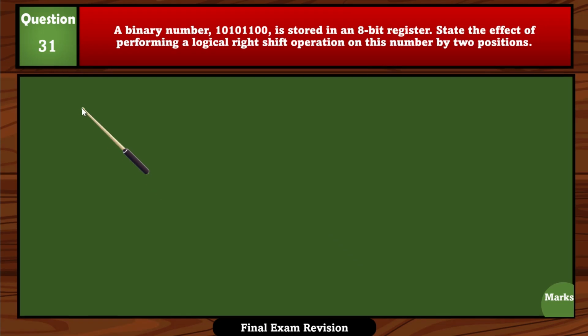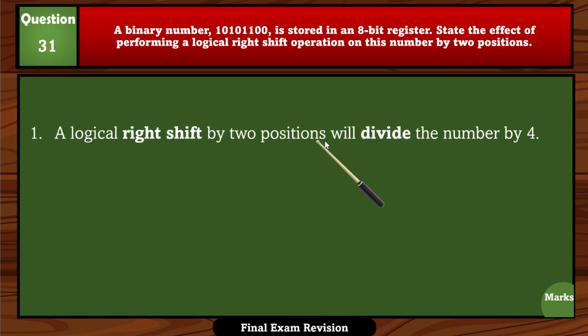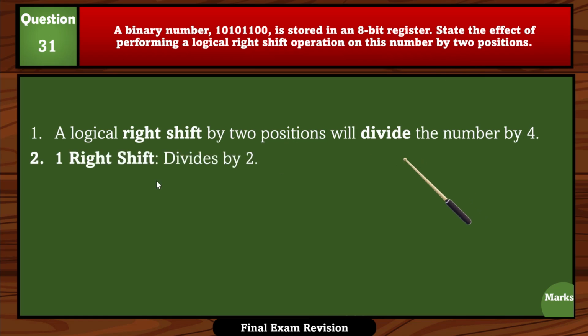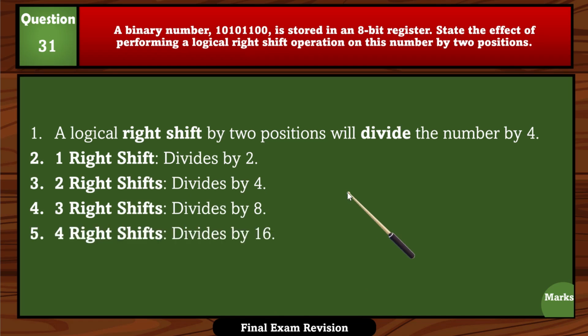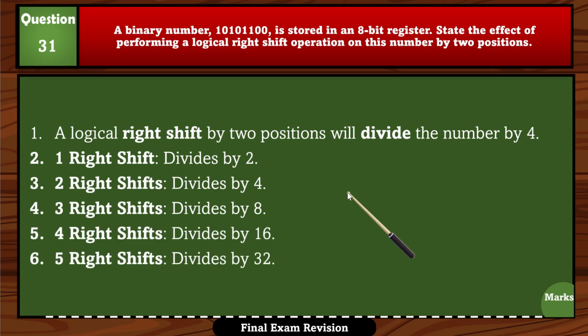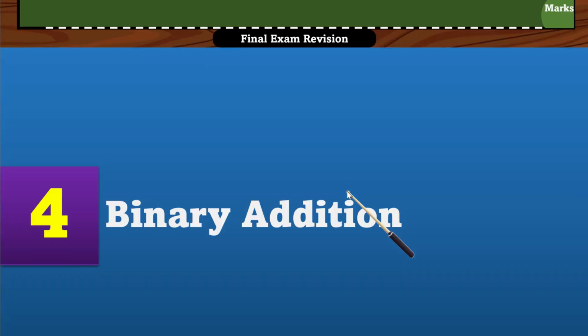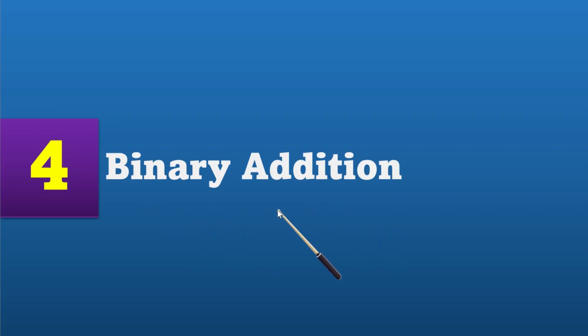Question 31: a binary number is stored in an 8-bit register. State the effect of performing a logical right shift operation on this number by 3 positions. A logical right shift by 2 positions will divide the number by 4. So 1 right shift divides the number by 2, 2 right shifts divide the number by 4, 3 right shifts divide the number by 8, 4 right shifts divide the number by 16, and 5 right shifts divide the number by 32. Okay, now let's see the next topic, which is binary addition.